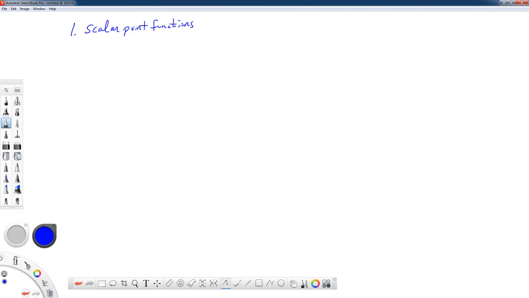So let's take a look at a scalar point function. Now, to represent a scalar function, I'm just going to have this f. There's no line underneath or anything. And it's a scalar point function, meaning I put in a point whose coordinates are x, y, and z. I put it into that function, and out comes a scalar value.